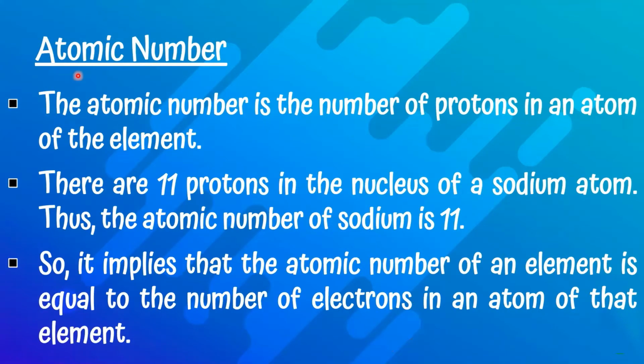Okay, let's discuss atomic number. The atomic number is the number of protons in an atom of the element. There are 11 protons in the nucleus of a sodium atom. So the atomic number of sodium is 11. So it implies that the atomic number of an element is equal to the number of electrons in an atom of that element. So if a sodium atom has 11 protons, the atomic number is also 11.